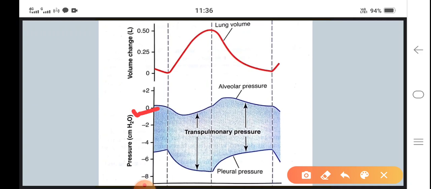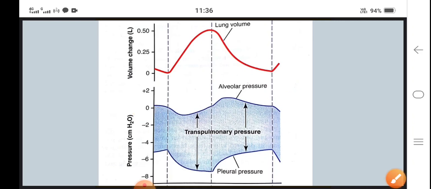The second curve is labeled alveolar pressure. This demonstrates that during normal inspiration, alveolar pressure decreases to about minus 1 cm H2O. This slight negative pressure is enough to pull 0.5 liter of air into the lungs in the 2 seconds required for normal quiet inspiration.